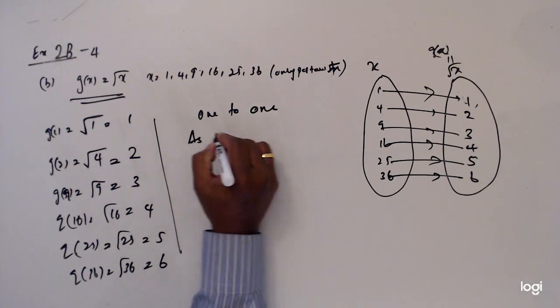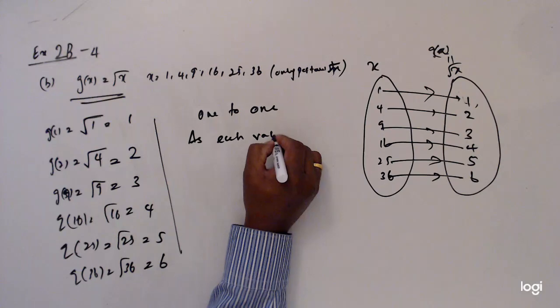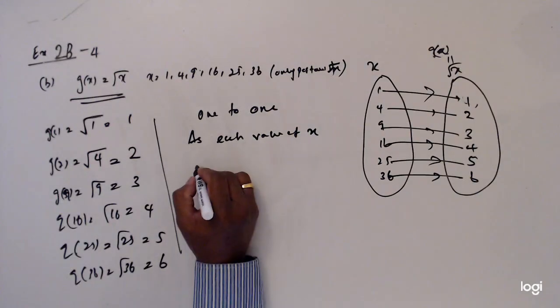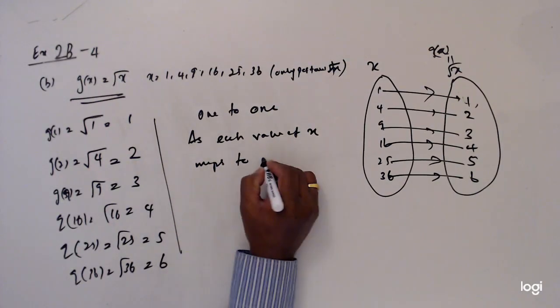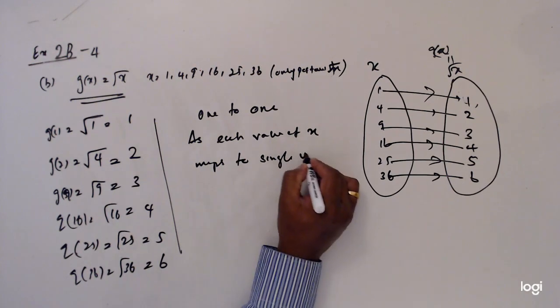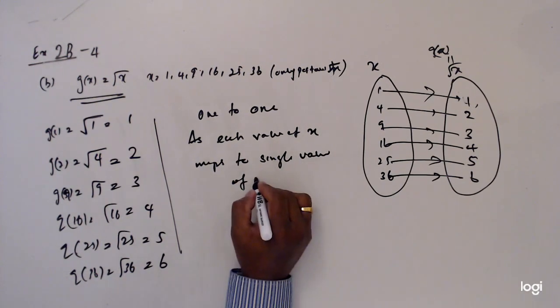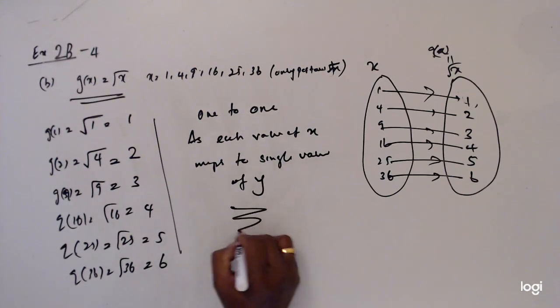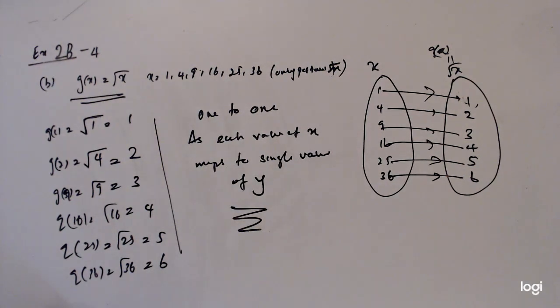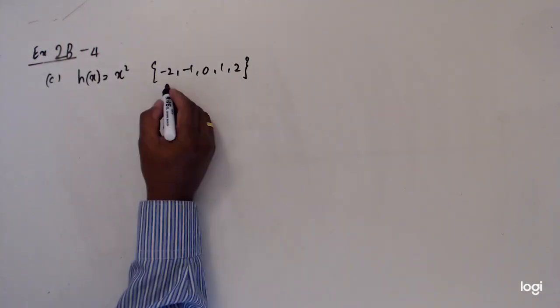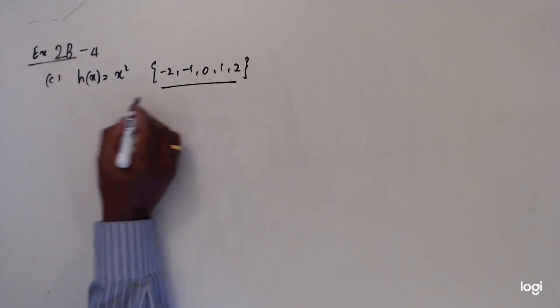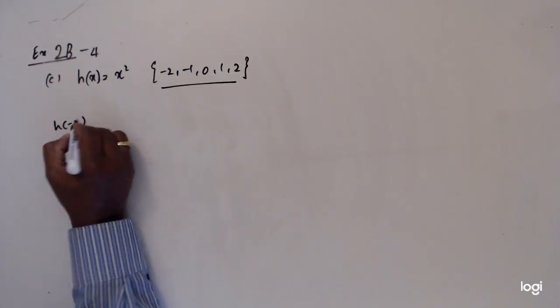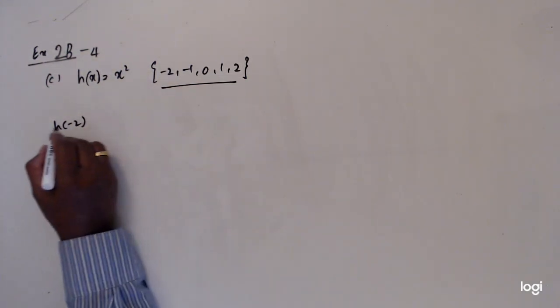As each value of x maps to a single value of y. Part C. So this is the domain. So we'll work out h(-2) when x equals -2.